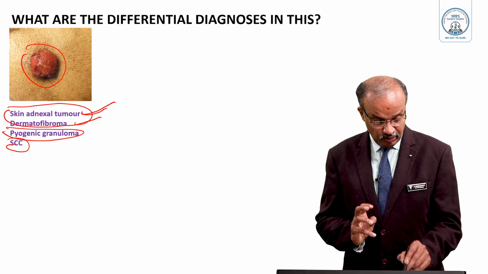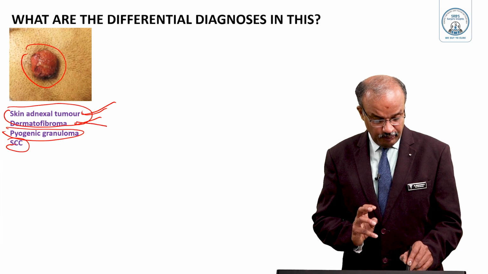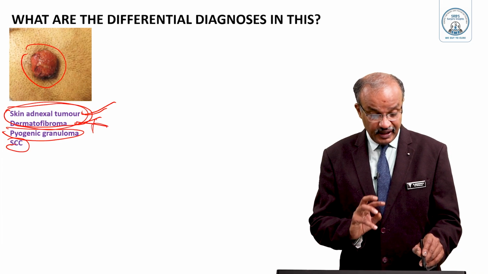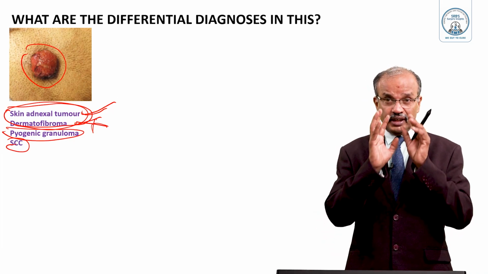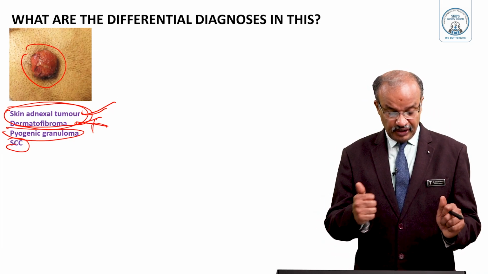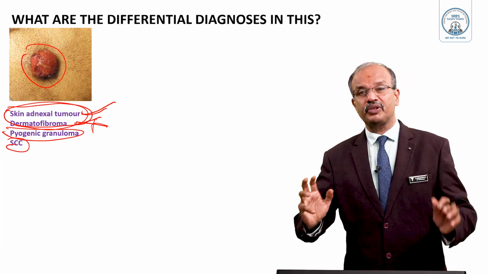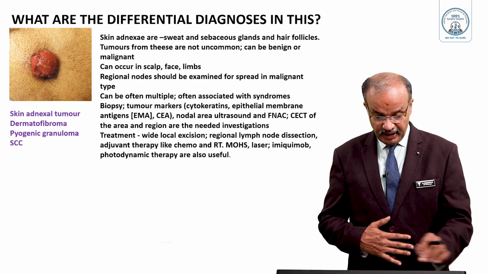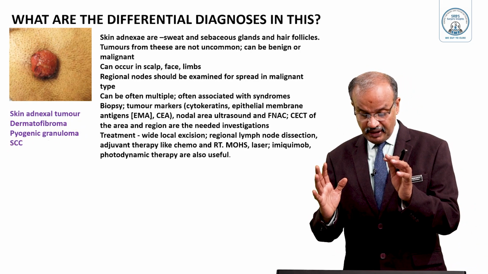Of these, skin adnexal tumor is the most likely. Second, definitely a possibility is dermatofibroma, can't rule it out. So these are the two possible diagnoses. Look at that, you can make it out. This is so typical. Skin adnexal tumor should immediately come into your mind. Next is dermatofibroma, remember. And skin adnexal structures are sweat glands, sebaceous glands, and hair follicles.